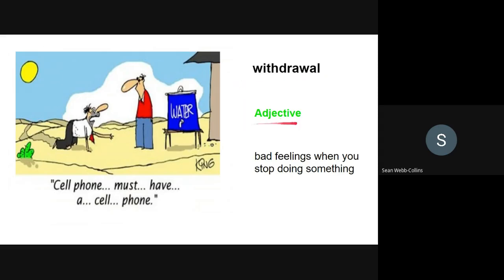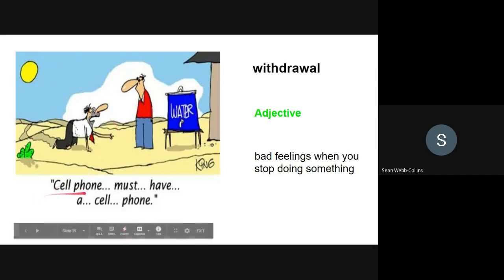Withdrawal. Adjective, bad feelings when you stop doing something. For example, in this picture, this man is experiencing withdrawal from his cell phone. Another example, suffering from insomnia means experiencing sleep withdrawal. And what's the verb? Withdrawal. For example, I'm going to make a withdrawal. The noun, I'm going to make a withdrawal.